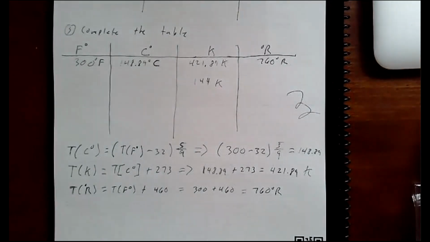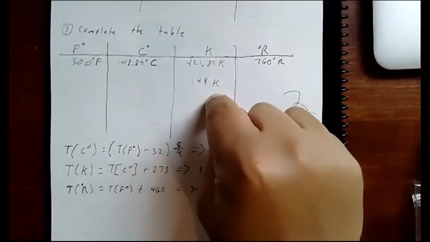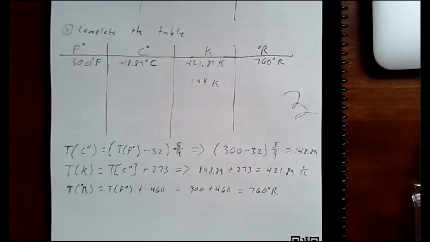All right, I'm going to move on to another question. This is similar to the Rankine one, finding these other pieces. If you had the Kelvin and wanted to go to Fahrenheit, you would first go to Celsius because you can just subtract. This is number 3 from the review.